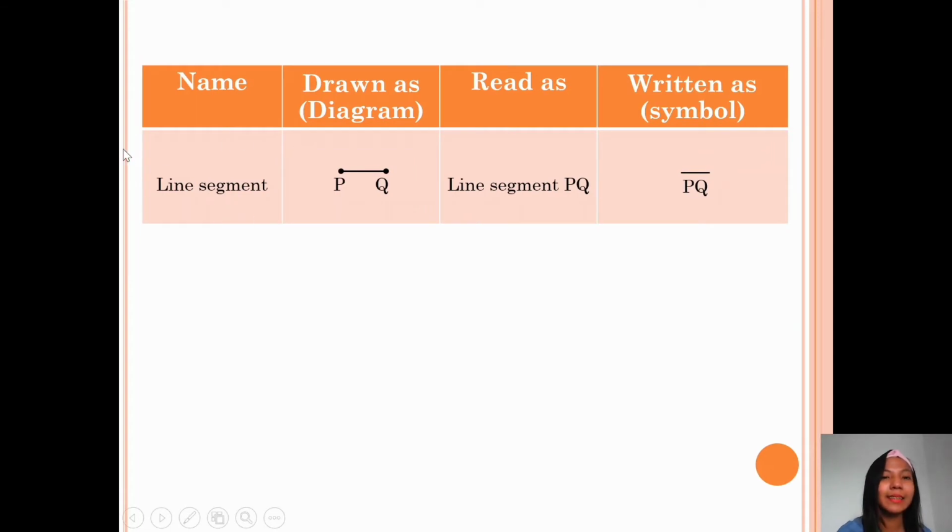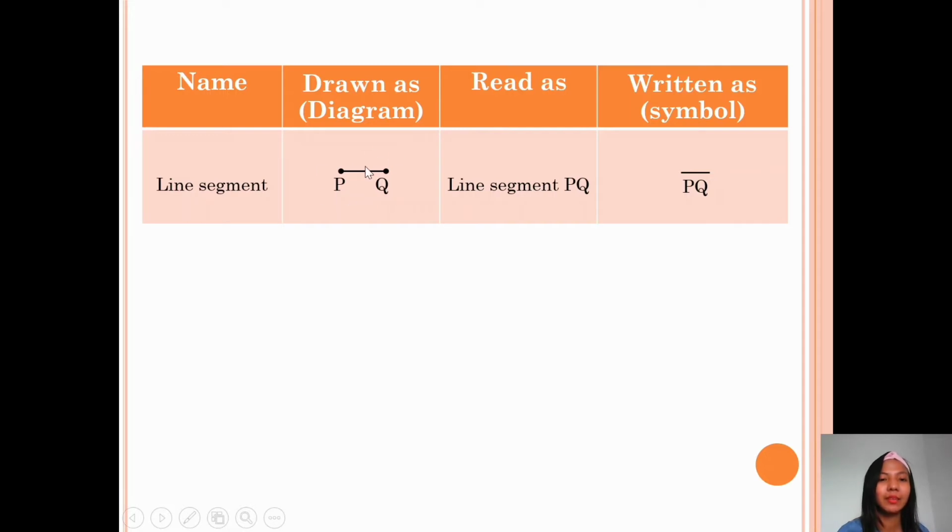Another one is line segment. A line segment is also a straight line. You have two points and connect them, so it forms a straight line, but it never extends on both sides. It just has end points, which means it stays there. It never goes this side or this side. So just this line. In this example, we have a diagram, PQ, and this is read as line segment PQ.